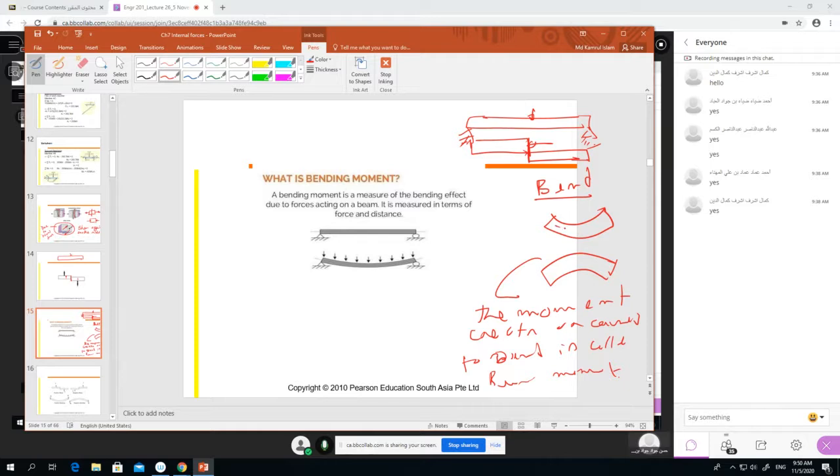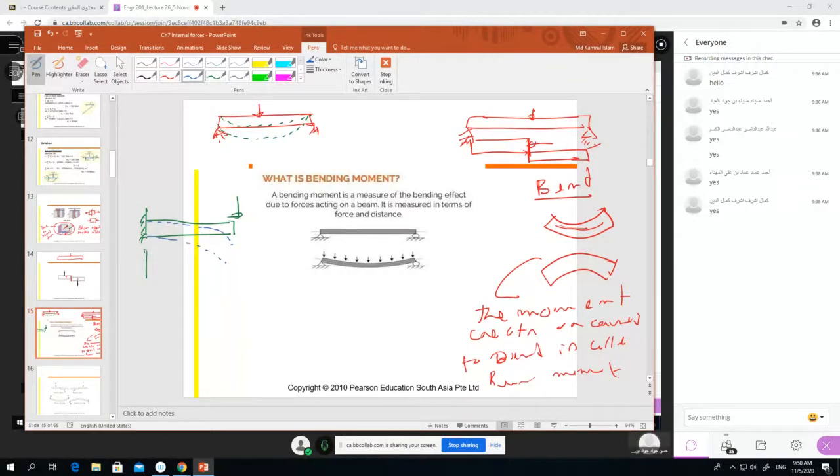So some moment tries to bend your structure. For example, here you apply a load, and here is the support, so it will try to bend like this. Another example, a cantilever beam: you apply load, and internally the structure will try to bend like this.